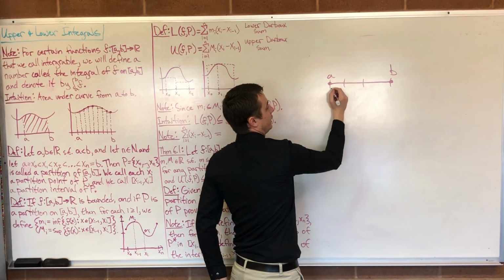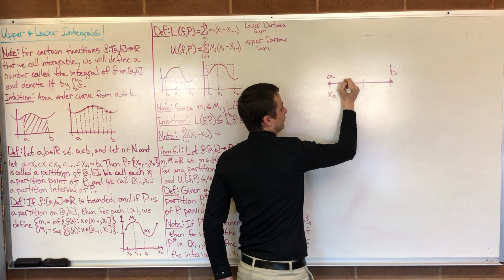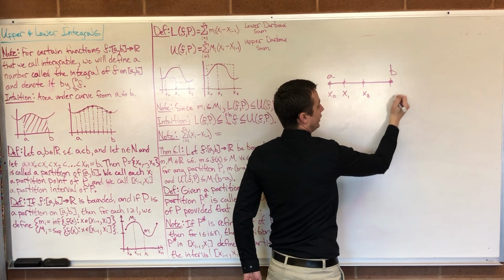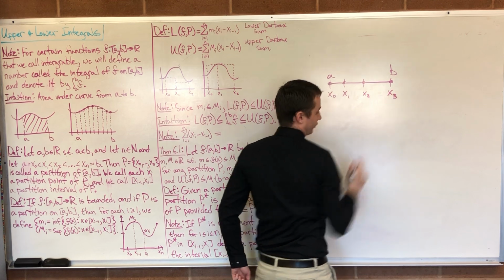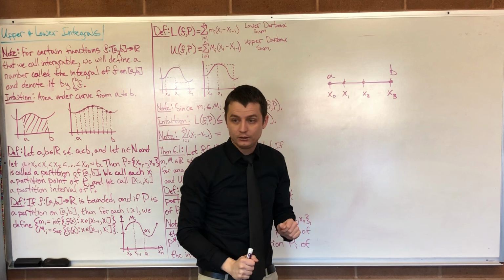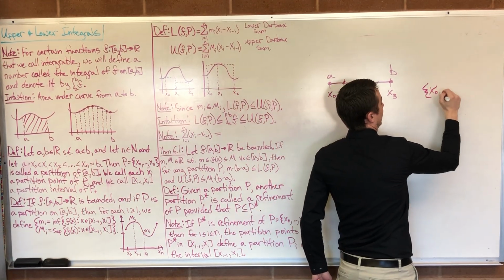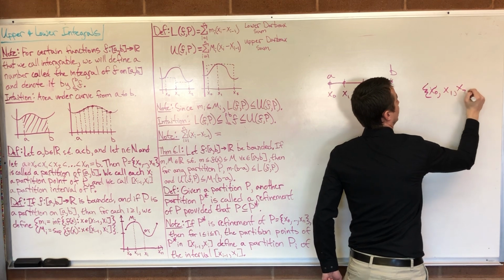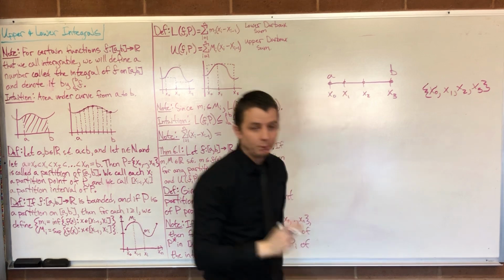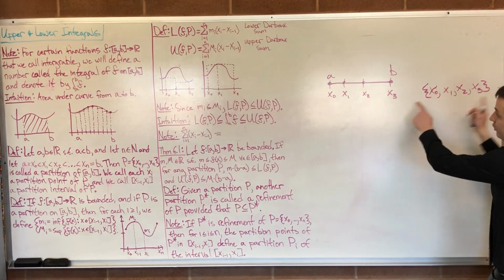I'm going to call this point here where we start our interval, x0. And then I'm going to call this point x1, this point x2, and then this point x sub n, or in our case x3, however many intervals I divide this thing up into. The set x0, x1, x2, x3, we're going to call a partition. That's all a partition is. This is a partition on AB.